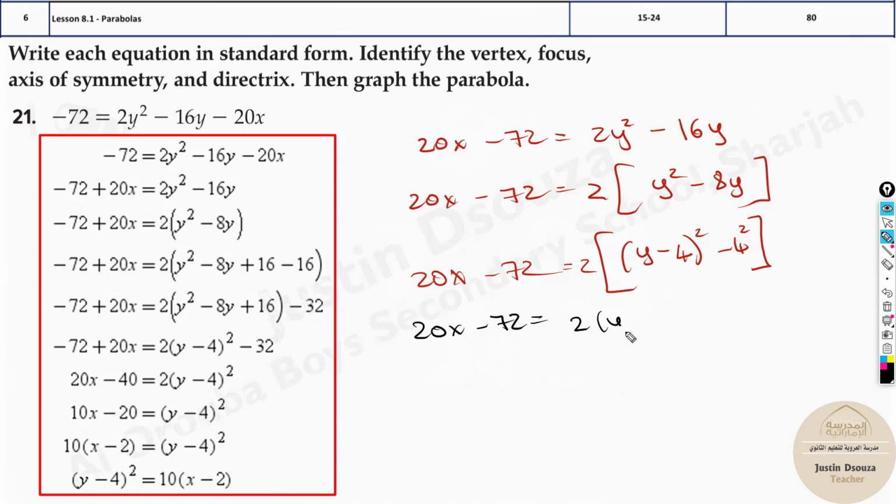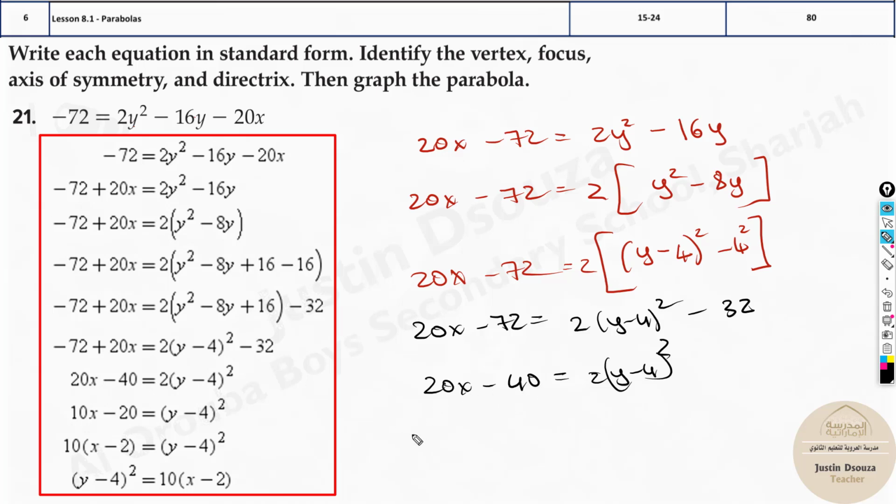It will be 2 into y minus 4 the whole square minus 2 multiplied by 4 square, which is 16 times 2, is minus 32. You can do it in a calculator. Now you can simplify, take this to the other side. It will be 20x minus 72 minus 32, which is 40, is equal to 2 times y minus 4 the whole square.